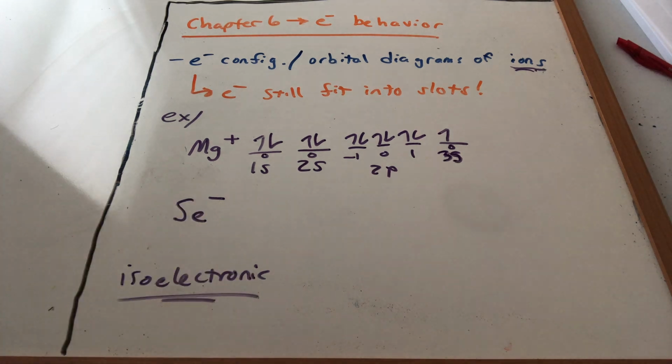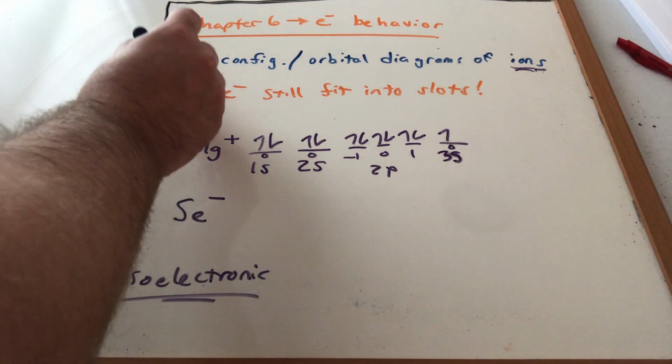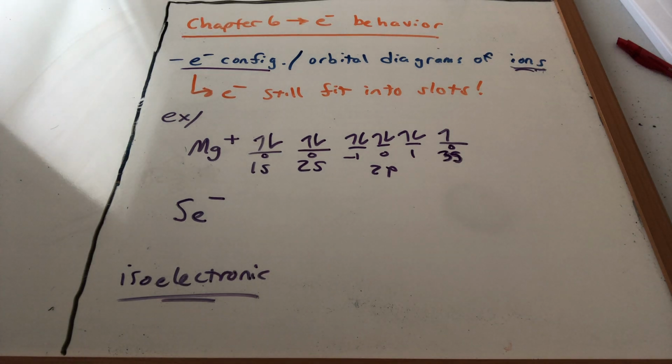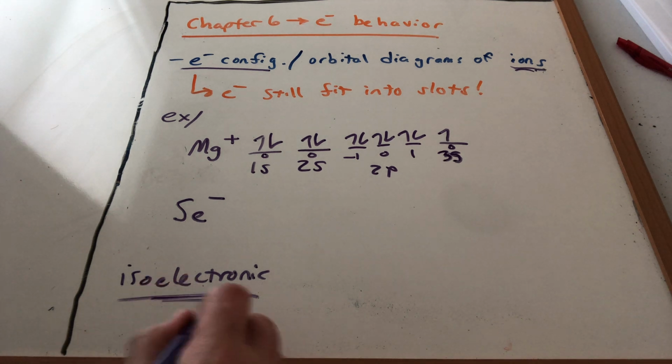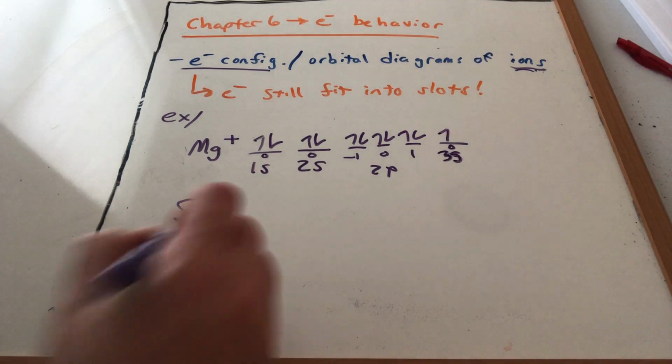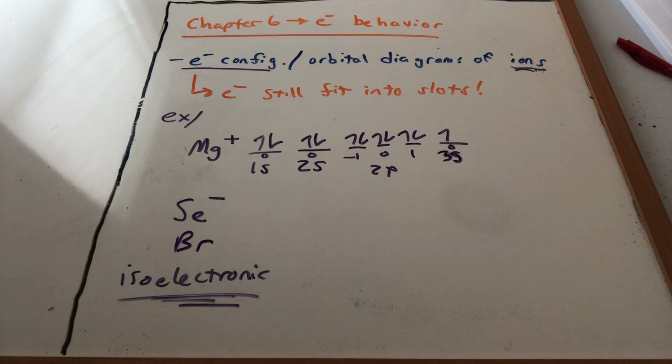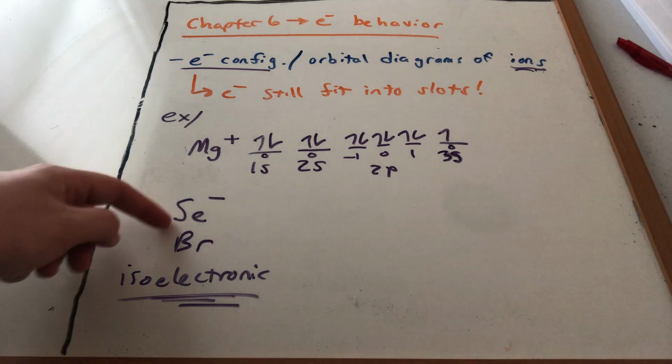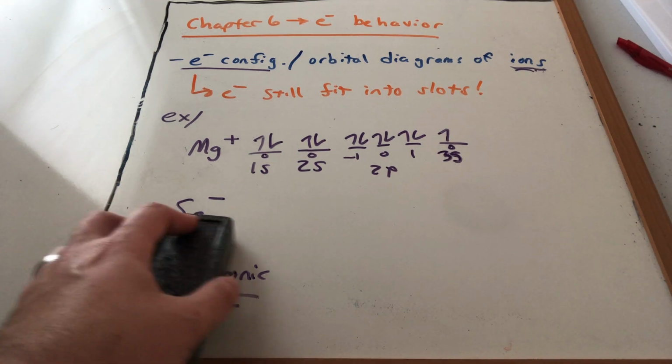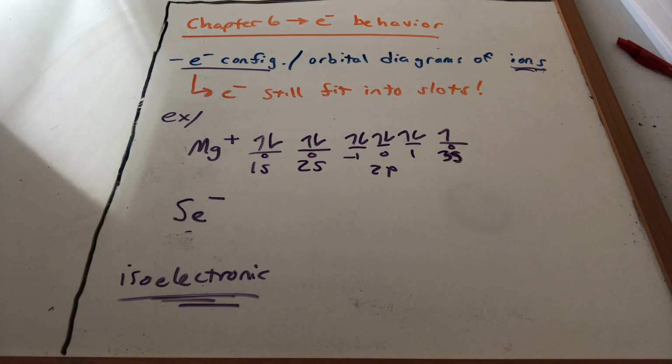So let's look at selenium minus, and let's do an electron configuration just to practice, okay? So selenium minus has 35 total electrons. So selenium minus is isoelectronic with Br. Just to reinforce the point I was making earlier, the electrons fit in the slots. If I can write an atom that has 36 electrons, every atom that has 36 electrons has the same electron configuration. So if you can write Br and its electron configuration, and I'm sure you can, then you can do it for selenium minus. So selenium minus has 35 electrons.